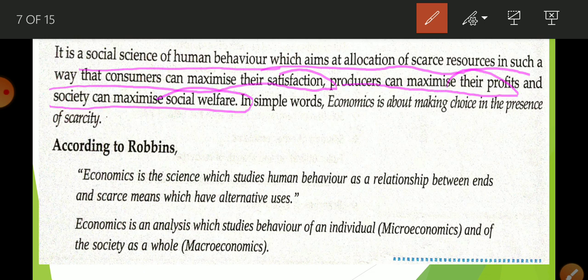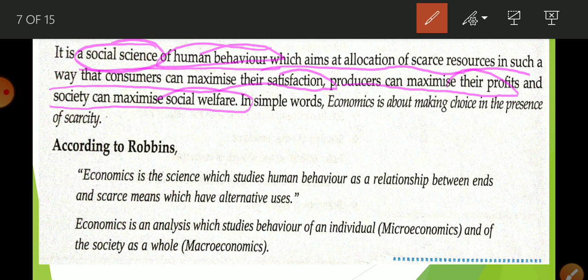So what do you come to know about economics? The first thing that you come to know about economics is that it is a social science. It is not a science like chemistry or physics. No, it is not a perfect science like physics and chemistry. It is a social science. Why is it a social science? Because it studies human behavior. That is why it is a social science.